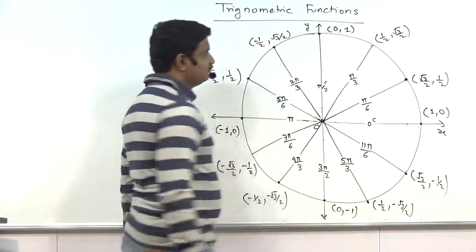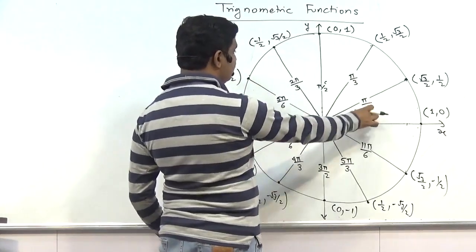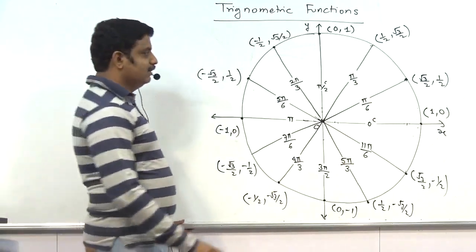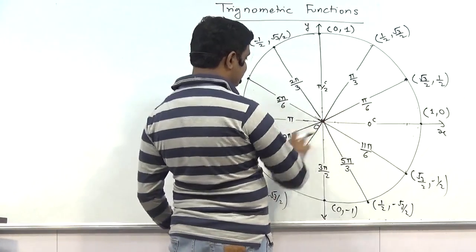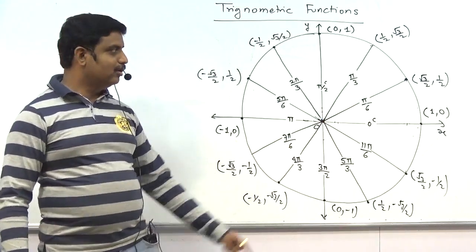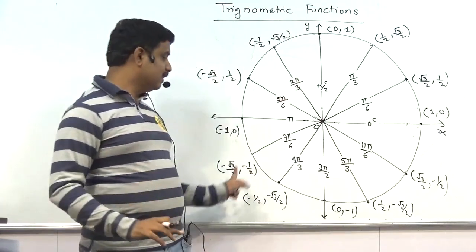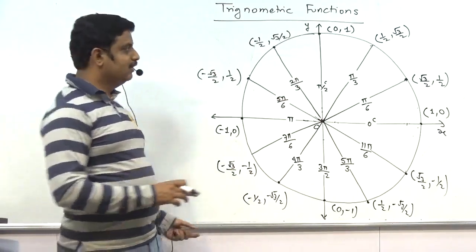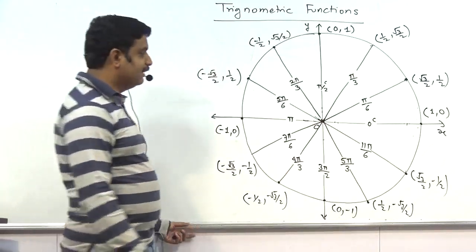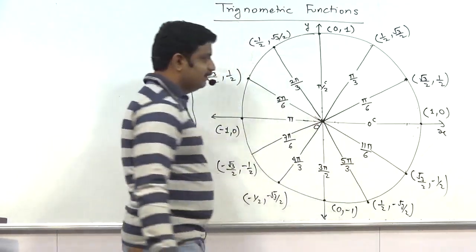Then the next value is 5 pi by 6. Once you complete the half circle, the bottom half circle is very easy. Pi by 6 and 7 pi by 6: look at this, they form a straight line. So what happens to the coordinates? Only signs are interchanged. The positive becomes negative, the negative becomes positive. If I see pi by 3 and 4 pi by 3, again a straight line. If I see 5 pi by 3 and 2 pi by 3, again a straight line.